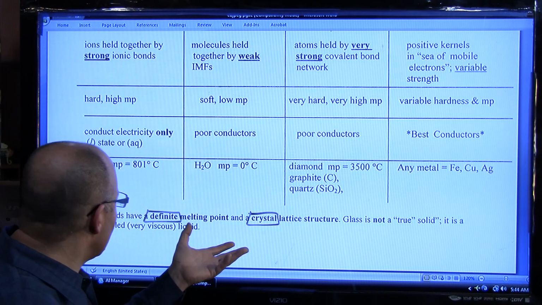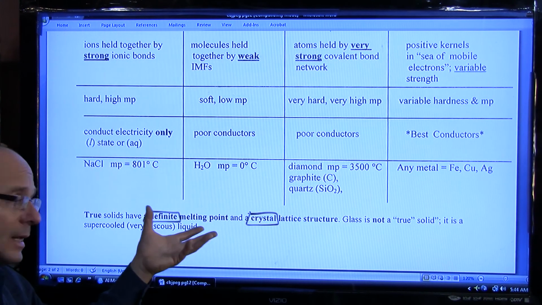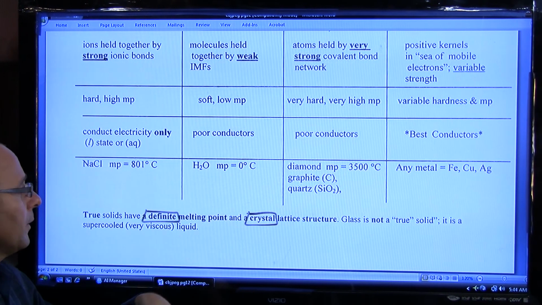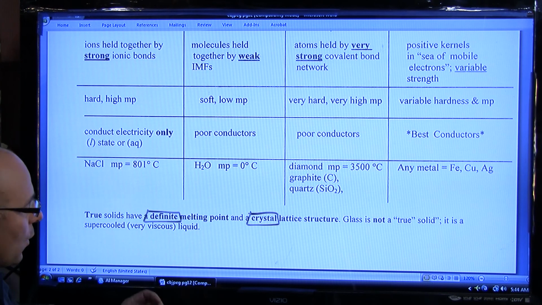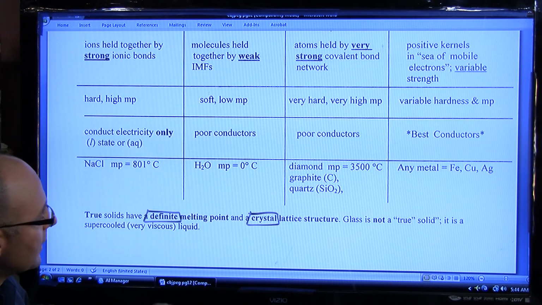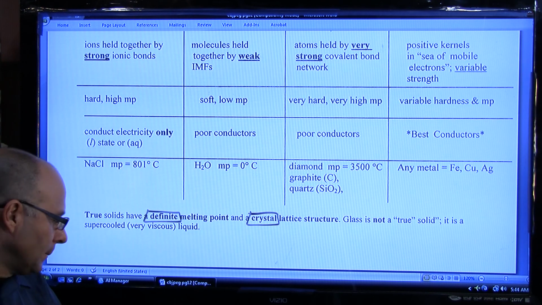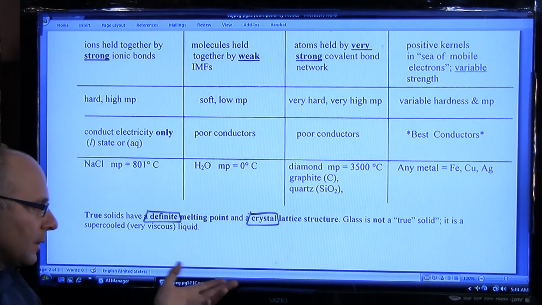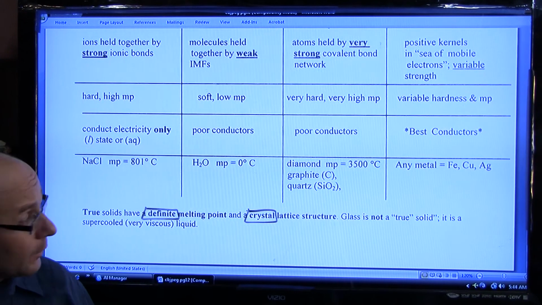Glass is not a true solid because it doesn't have a specific melting point. It has a range, it gets softer and softer, and glass does not have a specific pattern in which its particles are arranged. So glass is like a pseudo-solid. All right? Okay, let's do some questions in bonding. This was a pretty big unit, so if you've gotten to this point without stopping, you're really doing good.